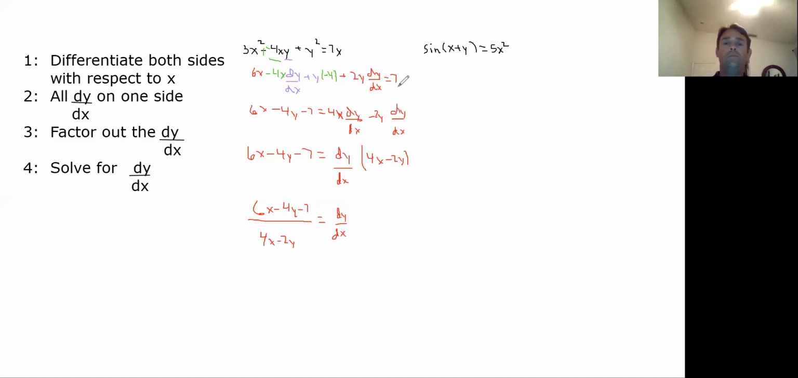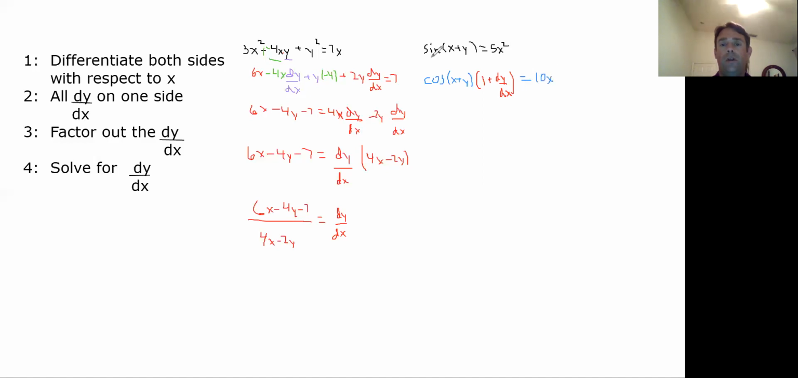All right, let's see how you guys did on this one. First of all, notice this one's a chain rule, right? I have an outside function. So the outside I have is cosine. So when I do my derivative, I only change one thing at a time, x plus y. And then I'm going to take the derivative of the inside function. So the derivative of x is 1. The derivative of y is dy dx. And the whole thing then is equal to the derivative of the other side, 10x.